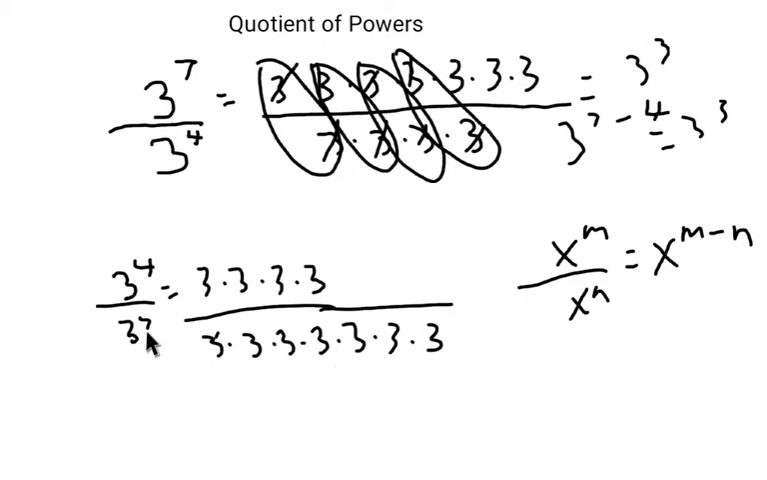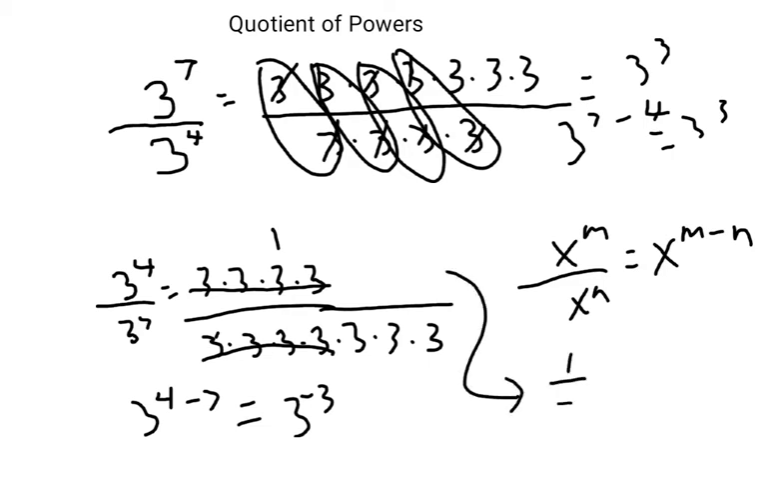But take a look at this. When you have the 4 in the numerator and the 7 in the denominator, the rule would tell you to do 3 to the 4 minus 7, which is 3 to the negative third power, which makes sense if you think about negative exponents and what we learned in a previous lesson. We could cross off 4 of these and 4 of these, and you have 1 over 3 to the third, which is the same as 3 to the negative third power.